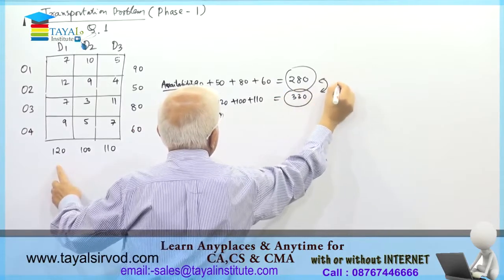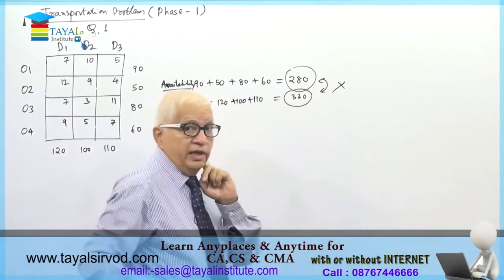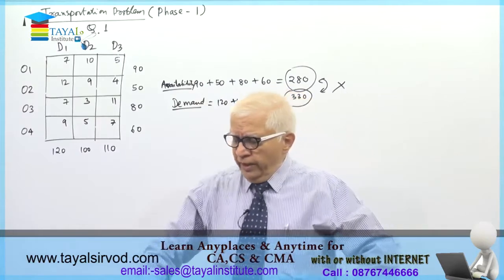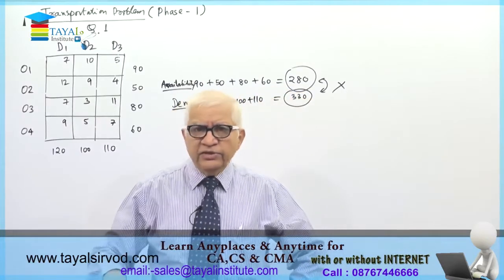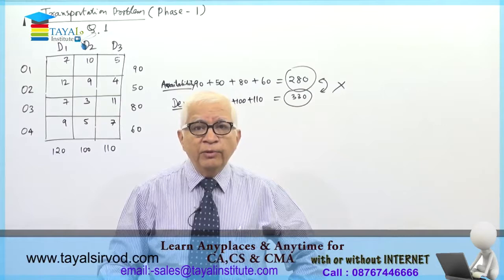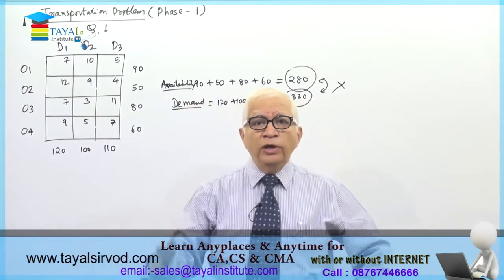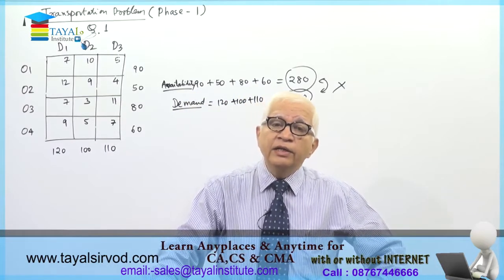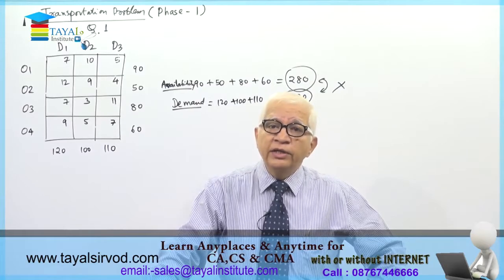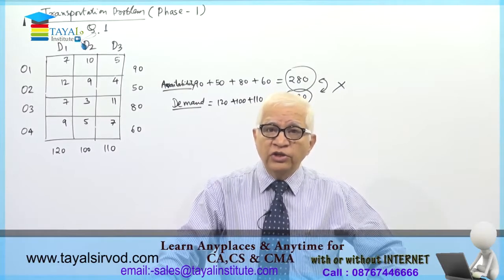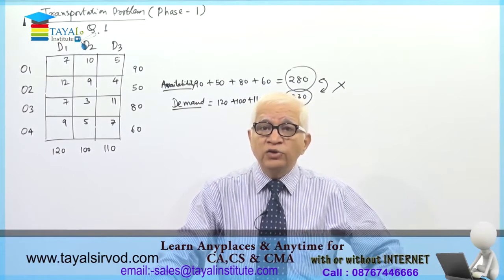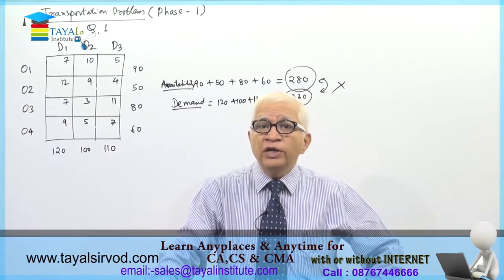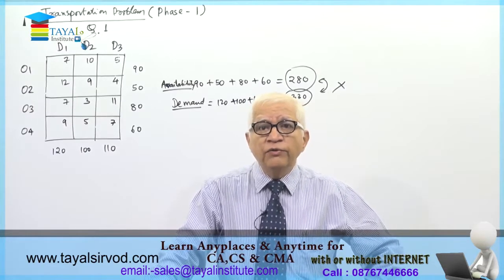These numbers are not the same. Availability is 280, demand is 330. Obviously, when the availability is less than demand, I will not be able to satisfy the entire demand because I have only 280 units of commodity available, whereas in demand, the number of units is 330. That means there is a shortfall to the extent of 330 minus 280, that is 50 units are short with me. I will not be able to satisfy some demand to the extent of 50 units.